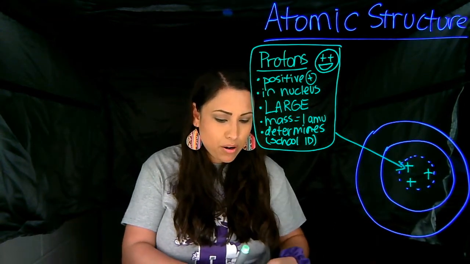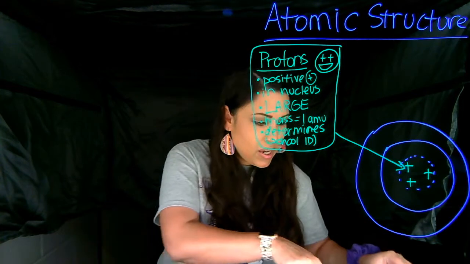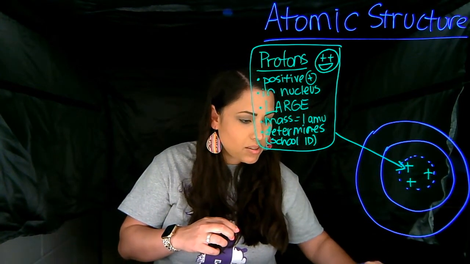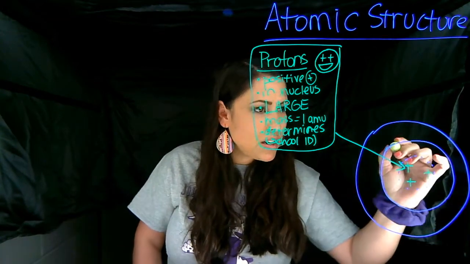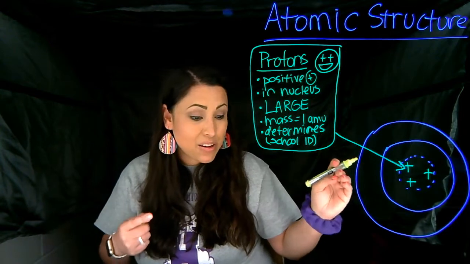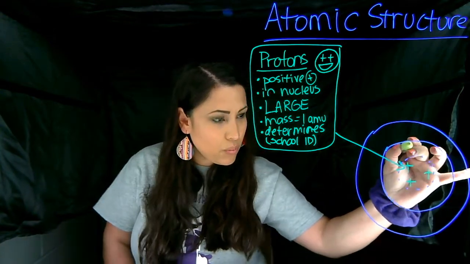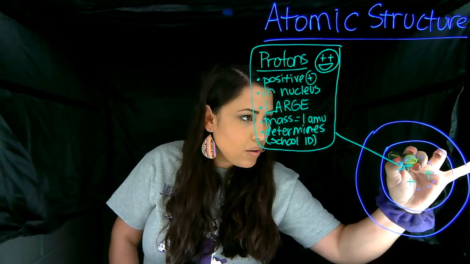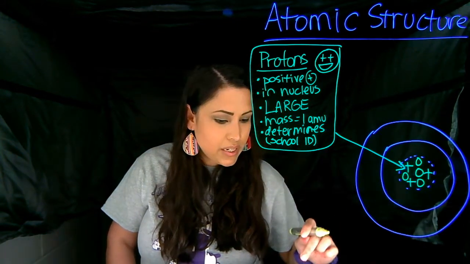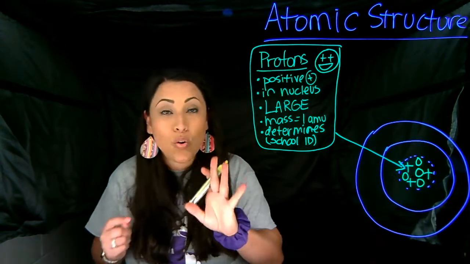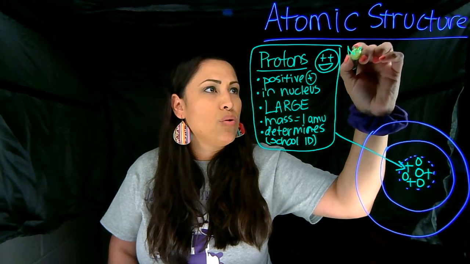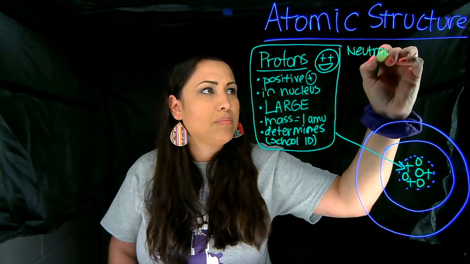Okay, the next particle that we are going to talk about is the neutrons. I'm going to change colors, and our neutrons are also going to be inside the nucleus. So here we're going to draw zeros or mini circles inside the nucleus. I'm drawing 4 of those, so make sure yours matches mine. And now we're going to write neutrons.